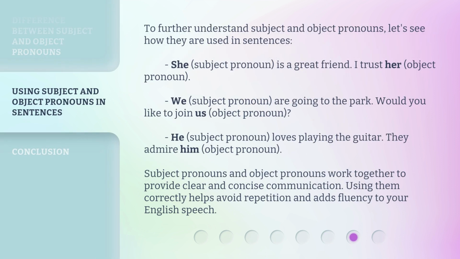To further understand subject and object pronouns, let's see how they are used in sentences. She, subject pronoun, is a great friend. I trust her, object pronoun. We, subject pronoun, are going to the park. Would you like to join us? Object pronoun. He, subject pronoun, loves playing the guitar. They admire him, object pronoun.